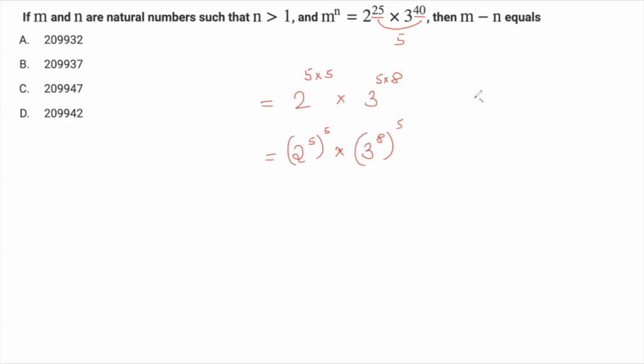This is our law of indices, which says a raised to m the whole raised to n is nothing but a raised to m into n. I am applying it reversely. So next, 2 raised to 5 is nothing but 32 raised to 5, and 3 raised to 8, if you know powers of 3, is nothing but 81 square. 81 square is 6561. This thing raised to 5.